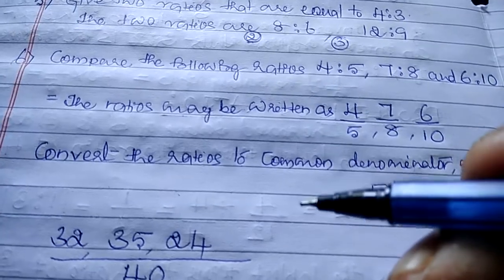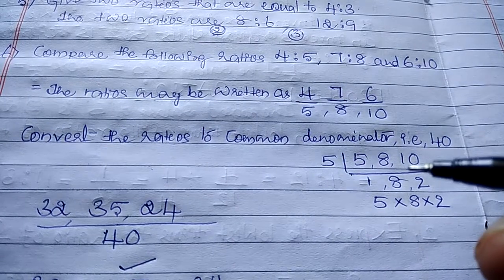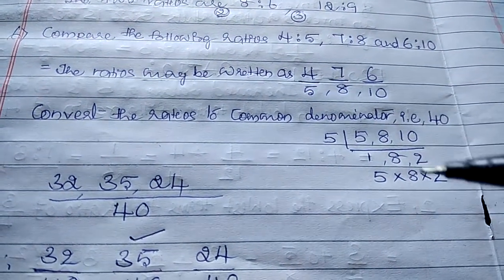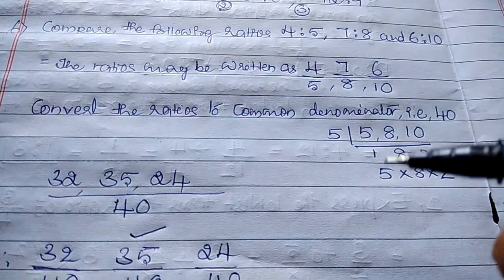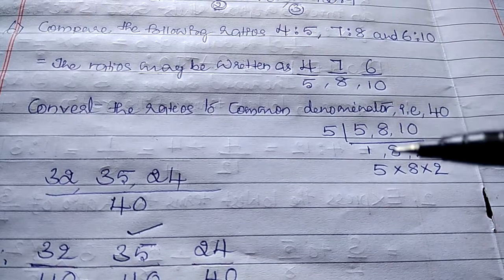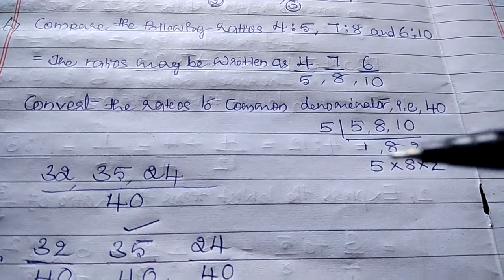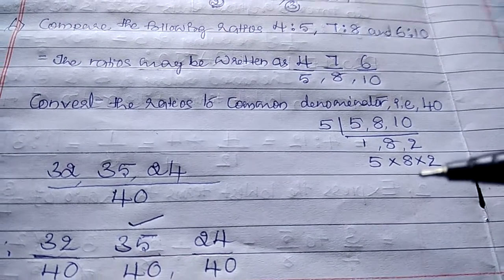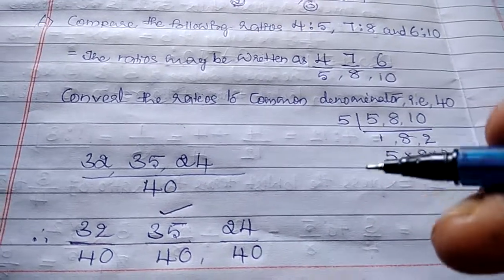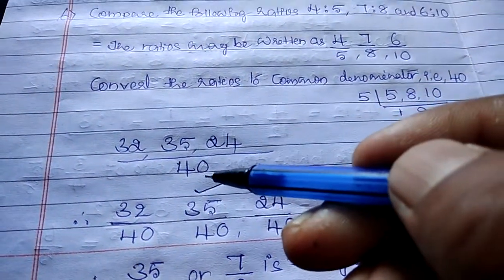So converting these ratios to a common denominator, that is 5, 8, 10. Now taking the LCM: 5 ones are 5, 8 cannot be divided, therefore write it as it is, 8, and 5 twos are 10. So therefore 5 into 8 into 2, when multiplied we get 40. That 40 we call the LCM. So therefore the LCM is 40.